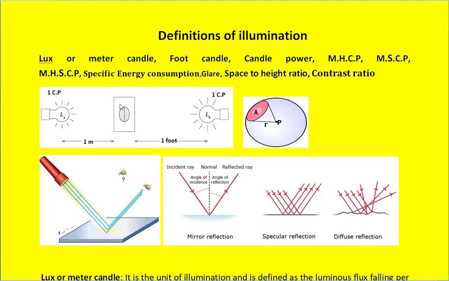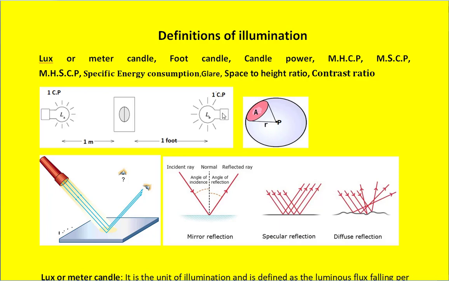So this is the screen to be illuminated. This is the light source which has the luminous intensity equal to 1 candle power, and the distance between the lamp and the screen is 1 meter, and this screen is exactly 90 degrees to the source of light.